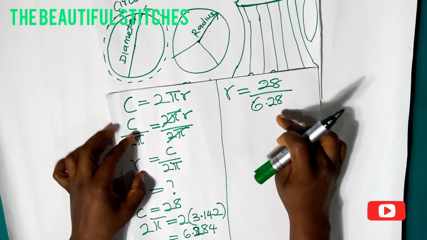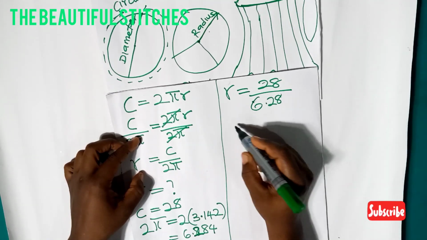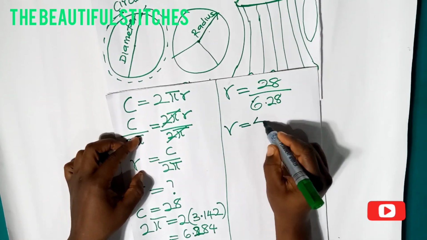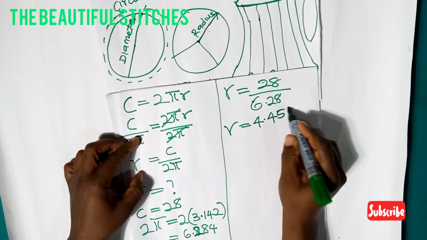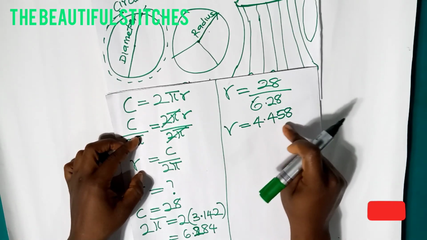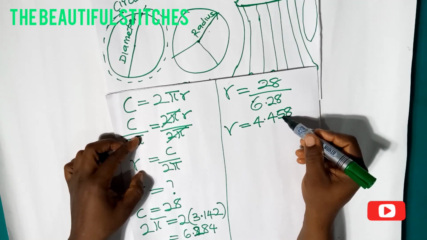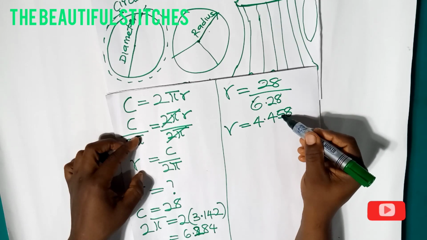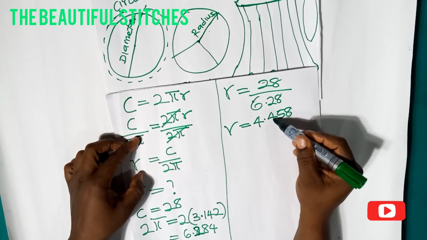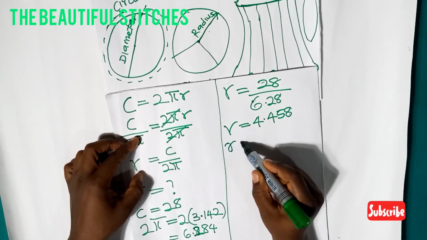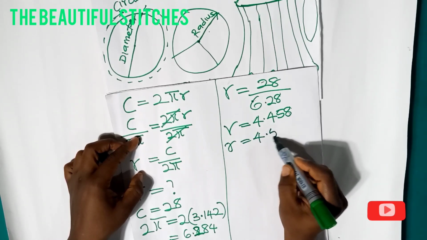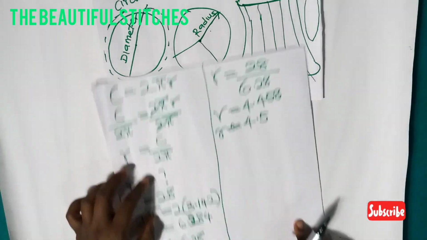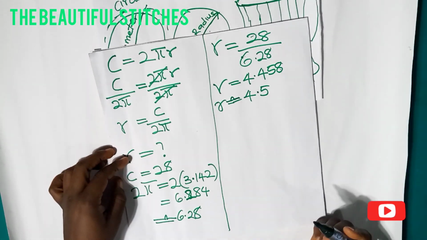So what we are going to do now: radius equals 28 divided by 6.28. We have 4.458. And here we can approximate this. From 5 here, we approximate the 4 up, so it will be 4.5. So our radius now is approximately 4.5. This is what we have as our radius.